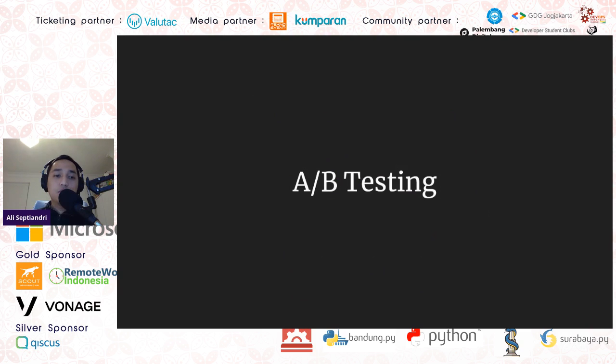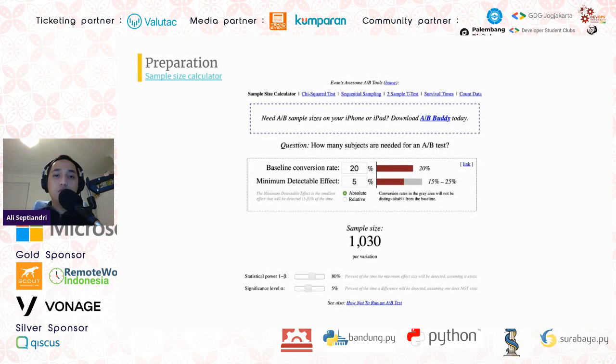So another more concrete case, and a more relatable one to you, A/B testing. In A/B testing, you would like to prepare the sample size calculator. For those of you who are familiar with A/B test tools or something similar, you have to define the baseline conversion rate, minimum detectable effect, statistical power, and significance level, and then you'll get the sample size.